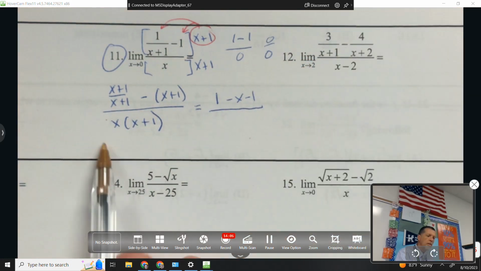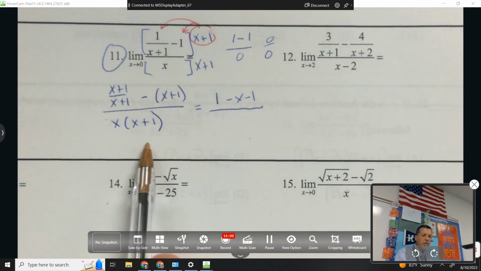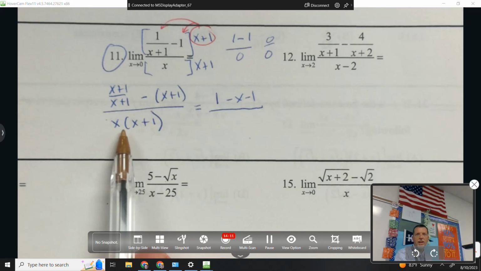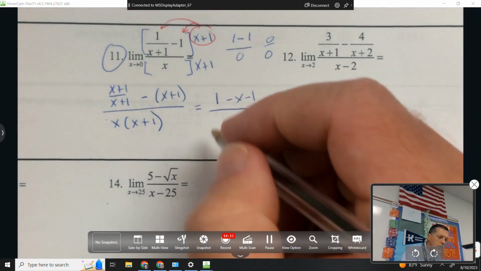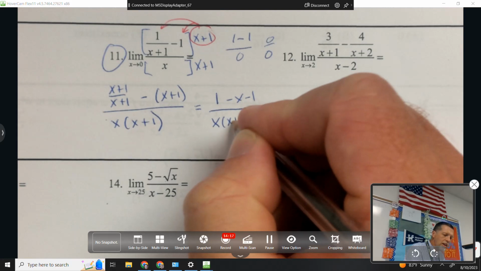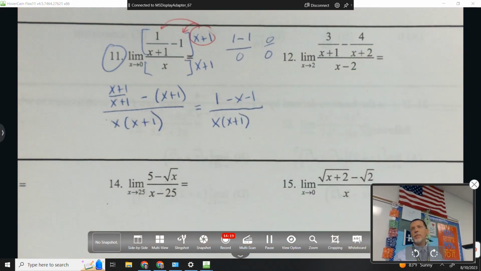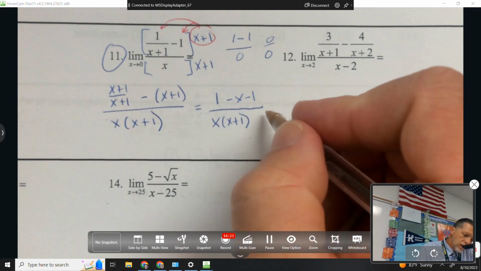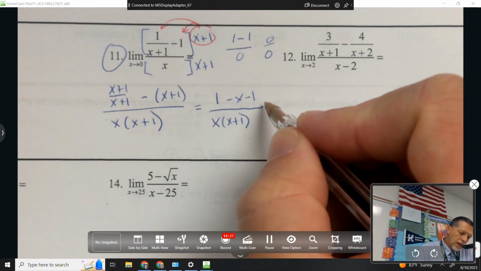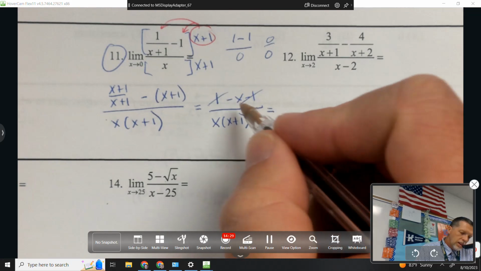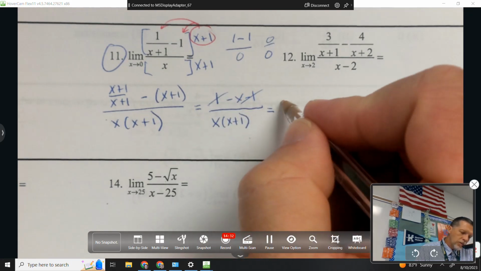And then the bottom is already factored, so I don't really want to distribute that and make it x squared plus x. Okay, that wouldn't be wrong, but it would not be helpful. So let's leave it as x times x plus 1, because I want something to cancel. If something will cancel, then I might be able to substitute. Let's see, the 1 minus 1 goes away. Negative x over x would reduce to negative 1.